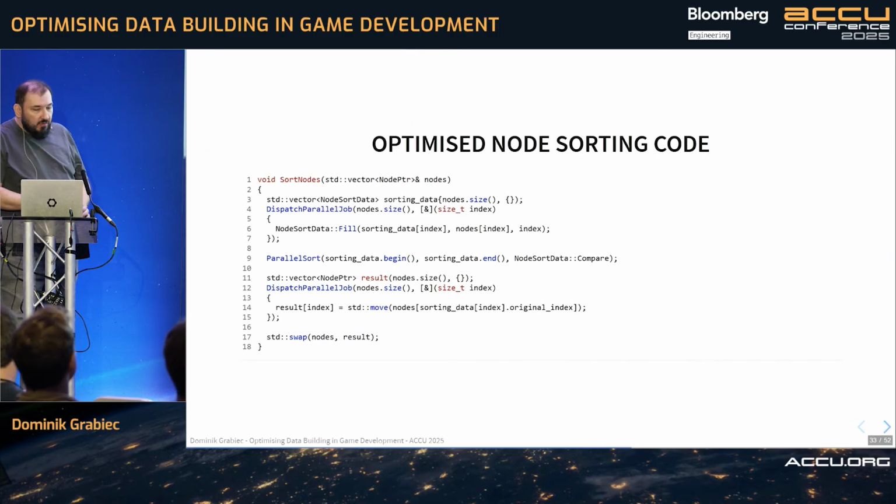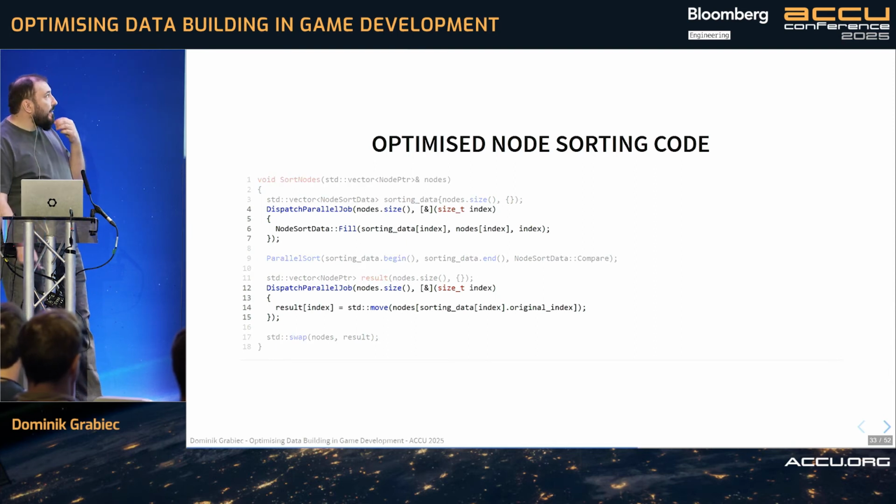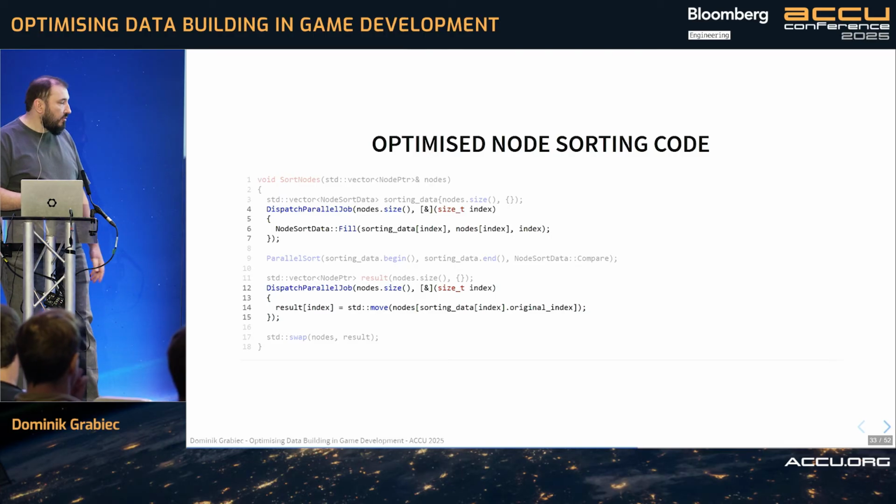And then the optimized sorting code looks like this. Technically, there's more code and it looks like it's doing more work, but it actually ends up being much faster. So in lines 4 to 7, we fill out the sorting data structure from the original data. We pay a cost there, but it can be done in parallel and it's completely independent. So all threads run without issue, without being contended.